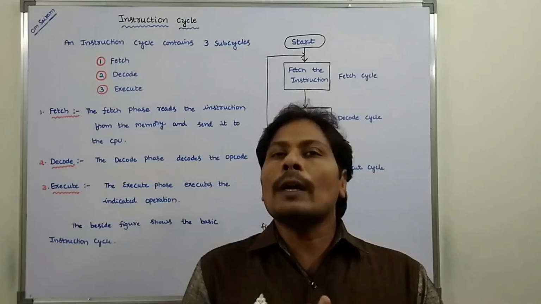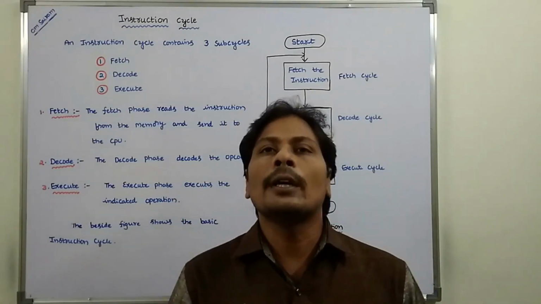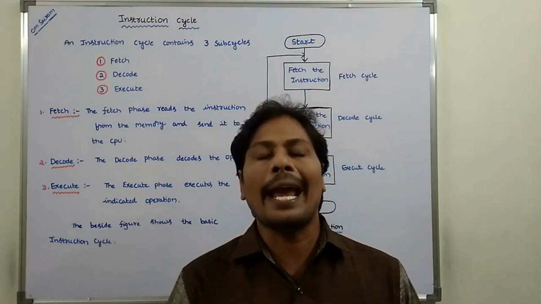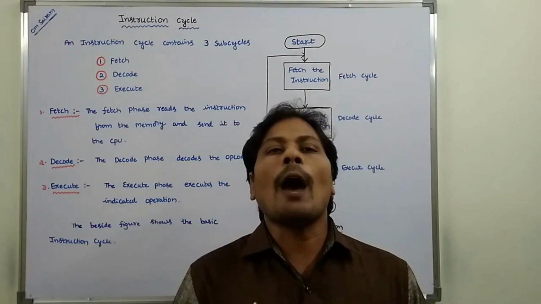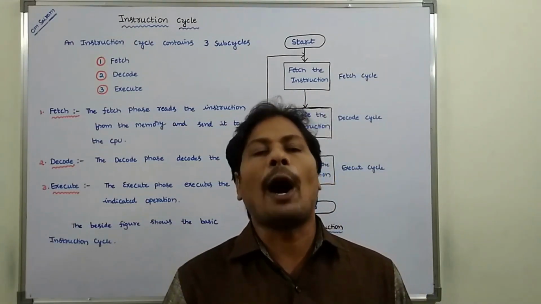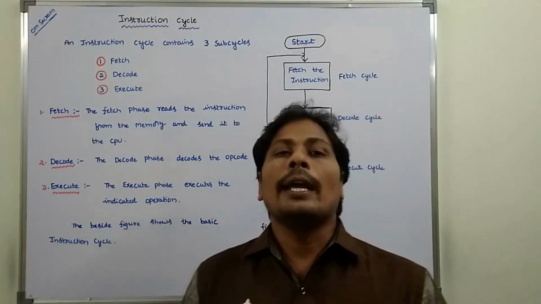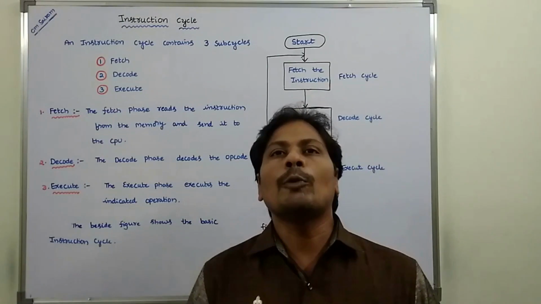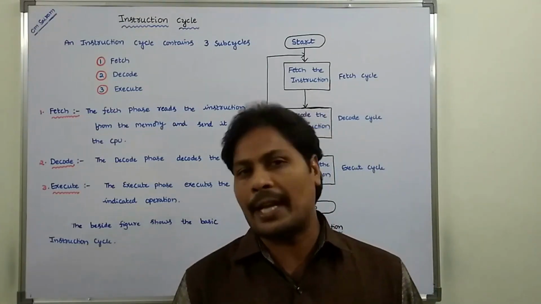In decode cycle, we have to decode the opcode by using 3x8 decoder. Then we have to determine what is the operation to be performed. Third point, execute. In the execution cycle, we have to execute the indicated operation.